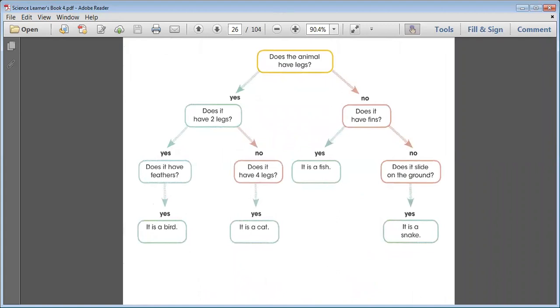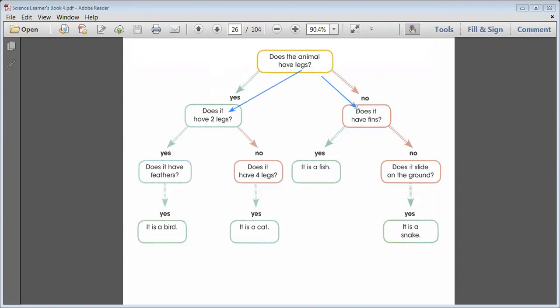Let me use a pen to explain to all of you. Here you can see a question: does the animal have legs? On your left, yes. Does it have two legs? On your right, no. Does it have fins? That is, it has fins. This is fins and this is leg.